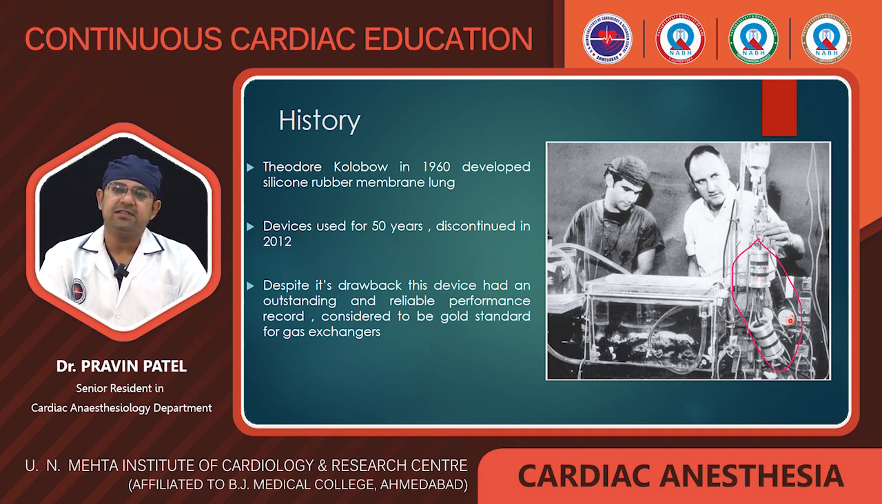Secondly, the heat exchanger. The oxygenators we are using today have the heat exchanger as an inbuilt part of the oxygenator, while in Kolobov's machine, the heat exchanger was outside the oxygenator. Hence, these were all the drawbacks of the silicon rubber membrane lung. However, it had an outstanding and reliable performance, and it is considered to be the gold standard for gas exchangers.